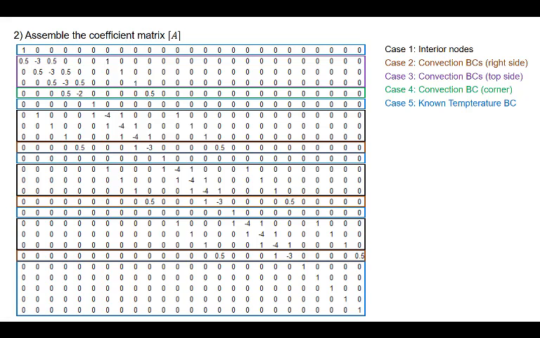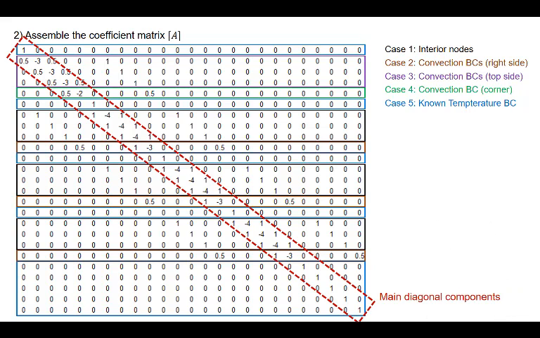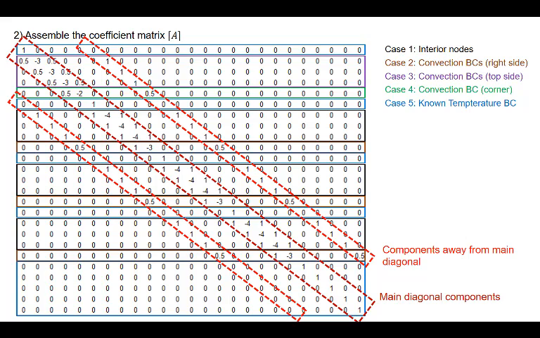Finally, the known temperature boundary conditions simply have a 1 on the diagonal position in order to set these temperatures to the known boundary temperature. Hopefully you now see how the coefficient matrix simply provides a representation of the governing equation. Notice that in this two-dimensional coefficient matrix, we still have mostly non-zeros on the main diagonal. But in the two-dimensional case, there are also non-zero components away from the main diagonal. That is the main difference between a one-dimensional finite volume problem and a two-dimensional finite volume problem.